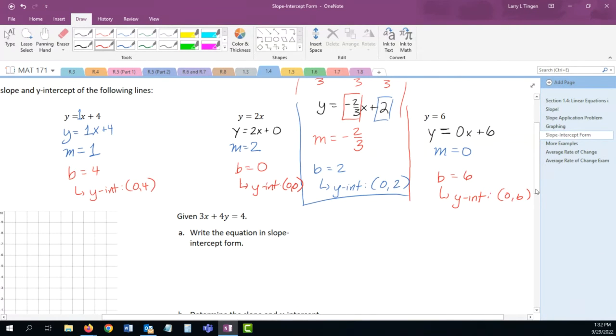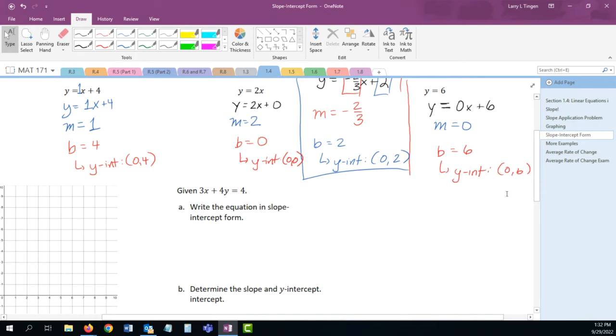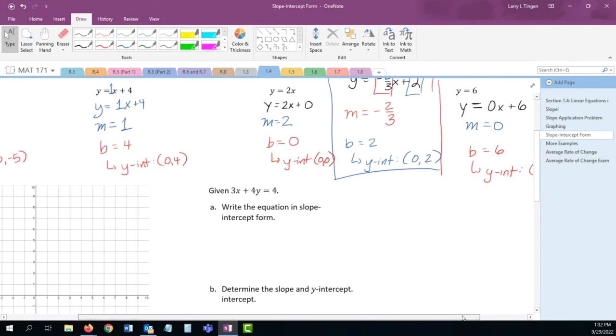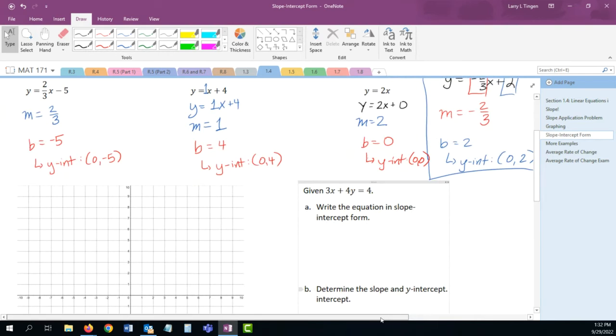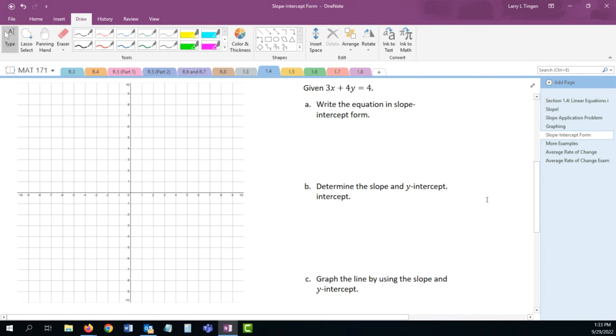So it shows you if you can get y by itself, the slope and the y-intercept are super easy to pick out. And then with the slope and the y-intercept, you can graph the line that you're given. Any questions? All right, I'm going to do this one, then I'm going to let you do the one on the next page, and we'll see how we do together. Given 3x plus 4y equals 4, find the equation in slope-intercept form, determine the slope and the y-intercept, and then graph the line. All right? So, get this in slope-intercept form.